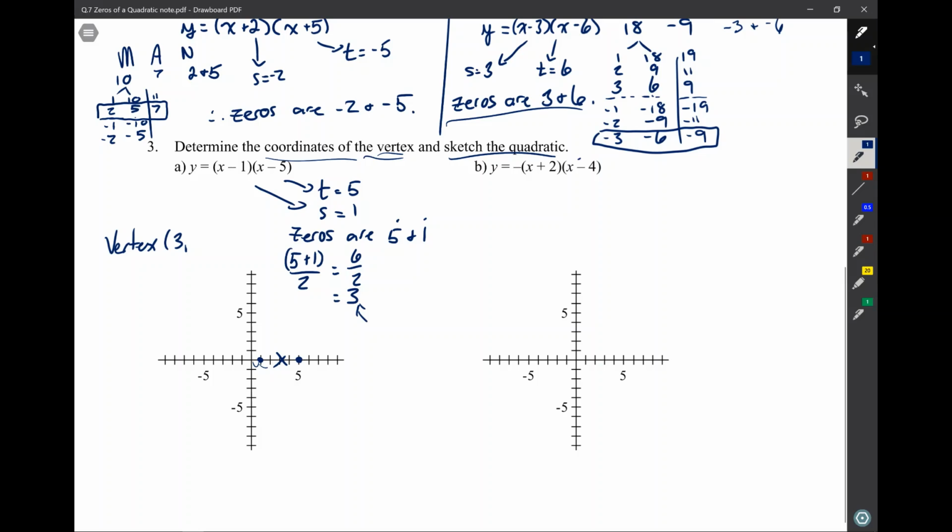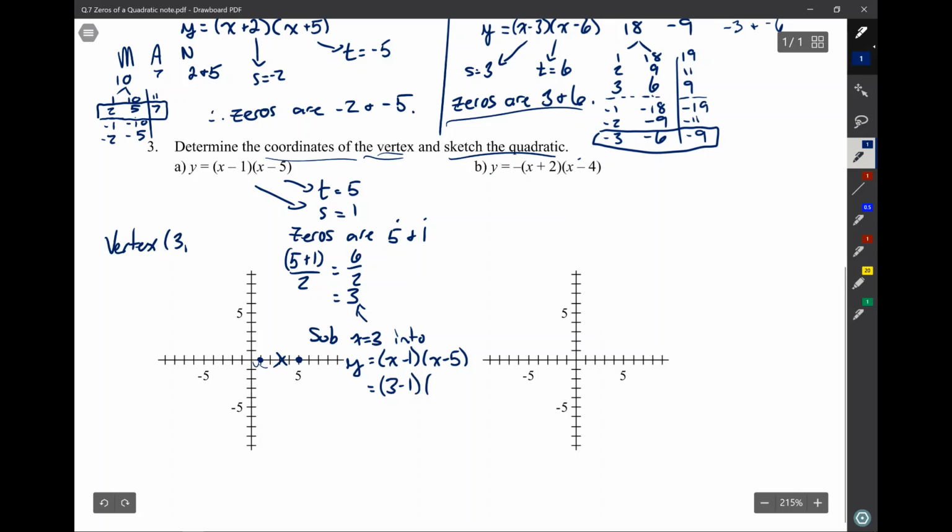Well, one strategy that we can use here, really the strategy that we'll want to use, is we'll take this x equals 3, and we're going to substitute x equals 3 into the initial equation, which was y equals x minus 1, x minus 5. So if we substitute x equals 3 into here, then I have 3 minus 1, 3 minus 5, and I'm just performing some BEDMAS here, so 3 minus 1 is 2, 3 minus 5 is negative 2, and so my y-coordinate equals negative 4.